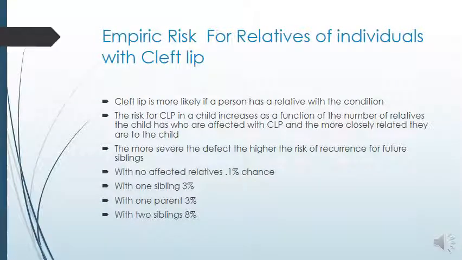A cleft lip is more likely if a person has a relative with the condition, and the risk for cleft lip palate in a child increases as a function of the number of relatives that the child has who are affected, and the more closely related they are to the child. The more severe the defect, the higher the risk of recurrence for future siblings. Now, the risk in the general population with no affected relatives is 0.1%. With one sibling, 3%, with one parent, 3%, and with two siblings, 8%.